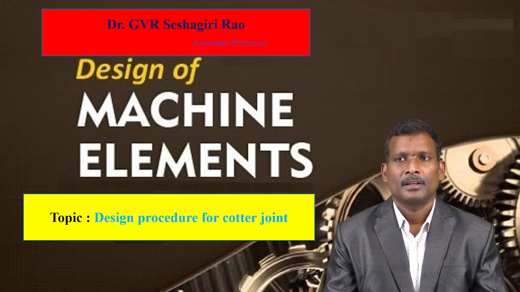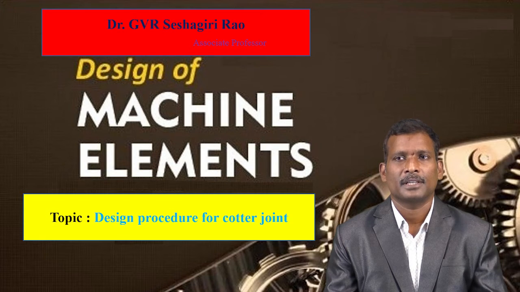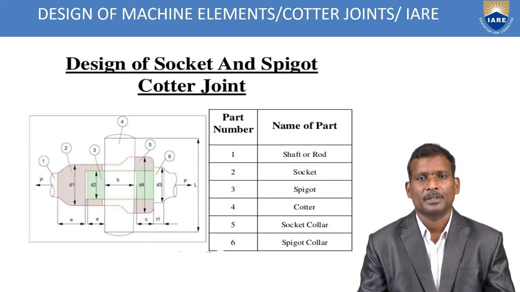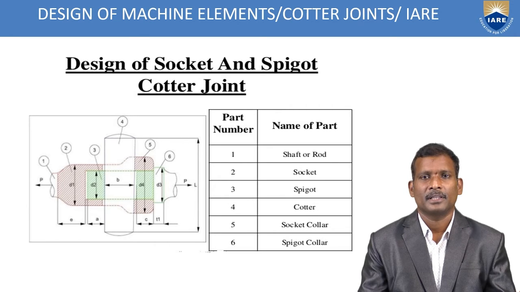So, in this session, I would like to discuss the design procedure of a Cotter joint. The Cotter joint is used to connect two coaxial rods with the help of a Cotter to transmit power or torque from one place to another. The Cotter joint mainly consists of a rod, a socket, a spigot, a Cotter, a socket collar, and a spigot collar.